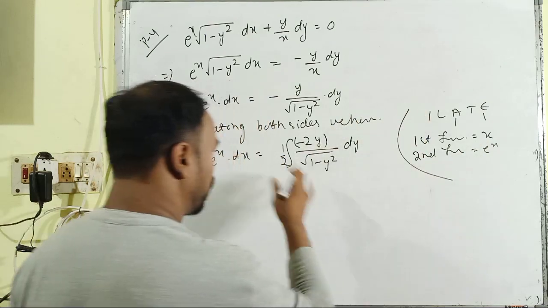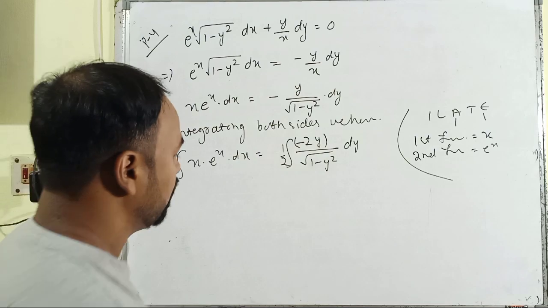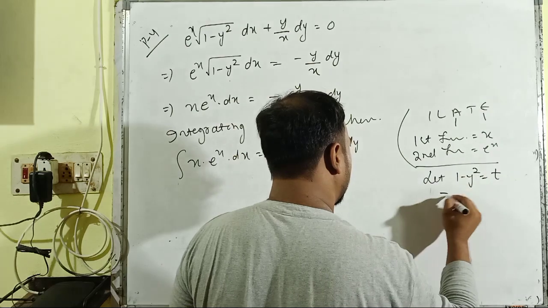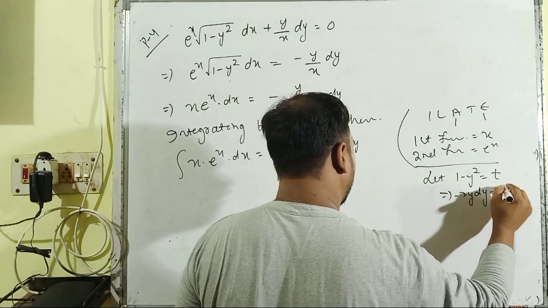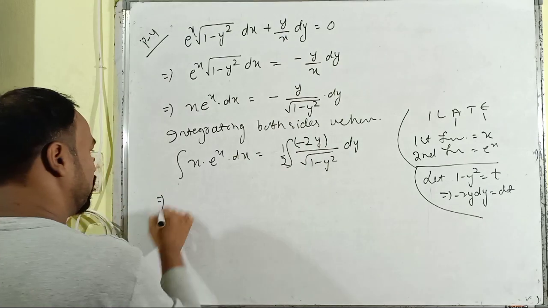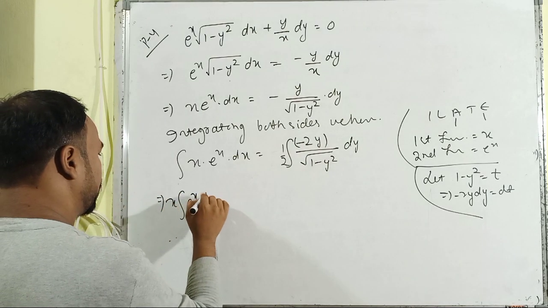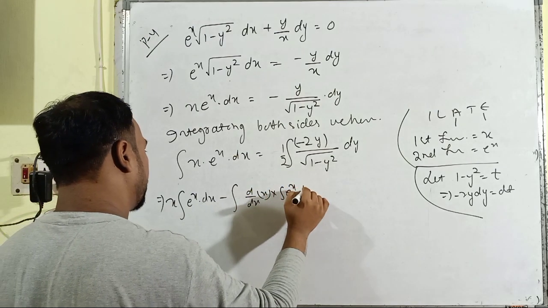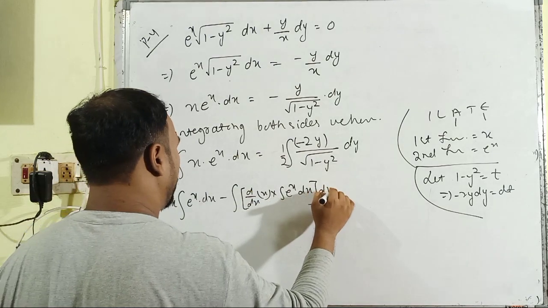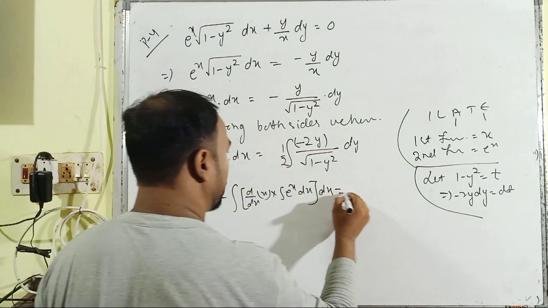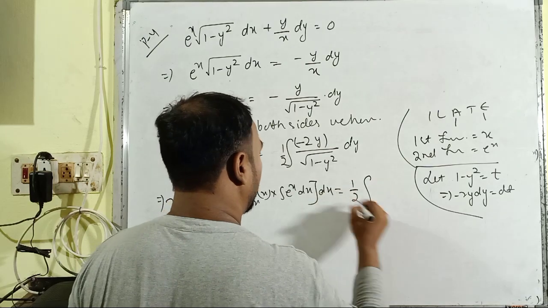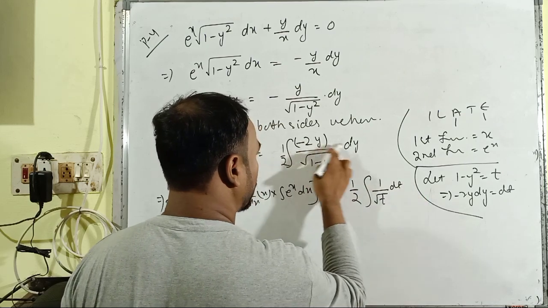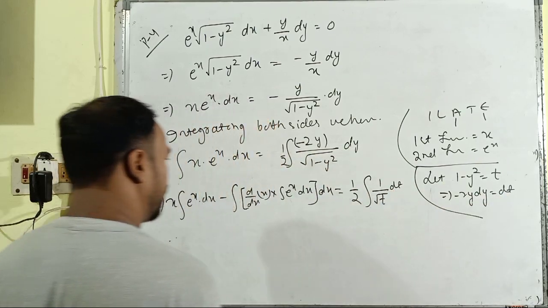And then we have to move through another step here, we have to apply the substitution method. So let 1 minus y square is equal to t, then minus 2y dy is equal to dt. Then x integral of e to the power x dx minus derivative of x into integral of e to the power x dx, and then their whole integral with respect to x is equal to 1 upon 2, and it will be integral of 1 upon square root of t, and in place of minus 2y dy we can put dt here.